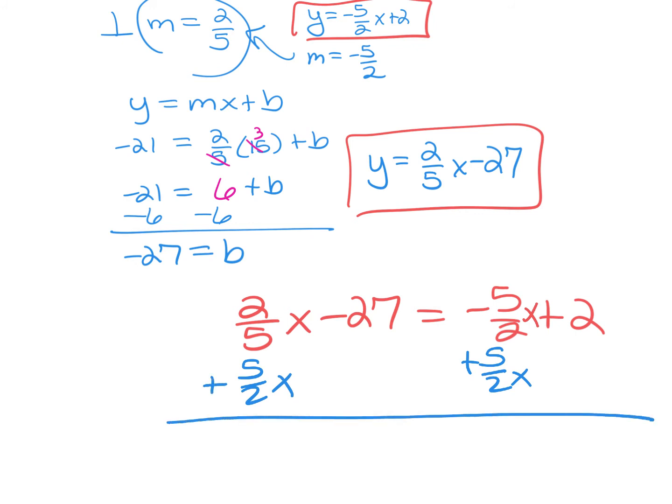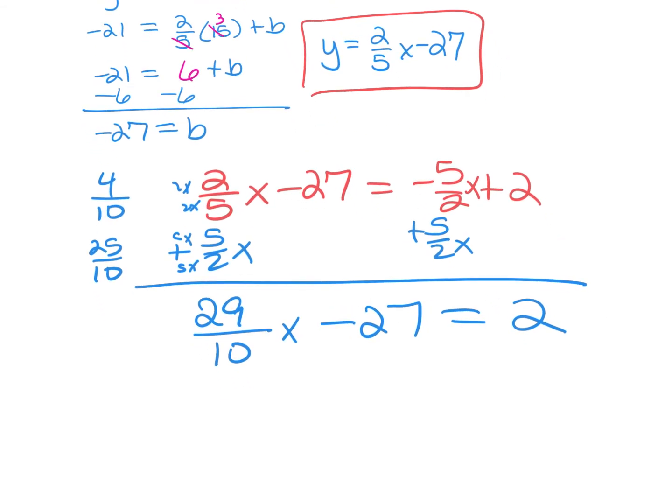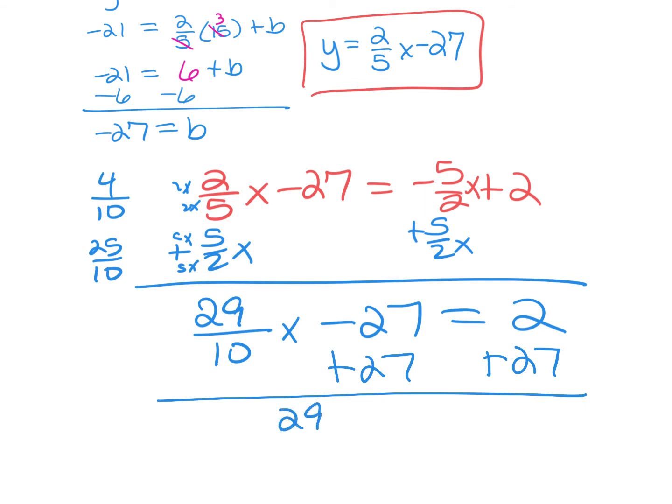Here we go again with your 4th grade fraction skills. I need to find a common denominator. My common denominator is going to be 10. So this ends up becoming 25 over 10, and then, because I multiplied it by 5 to make it a 10, this one gets multiplied by 2. So 4 over 10. When I add them, I get 29 over 10x minus 27 equals 2. Now I need to get the 27 on the other side. 29 over 10x equals 29.